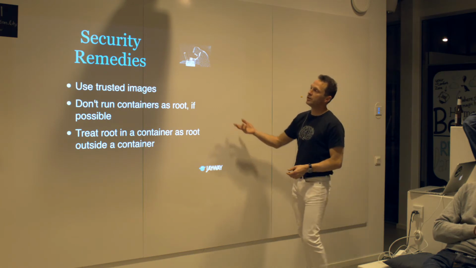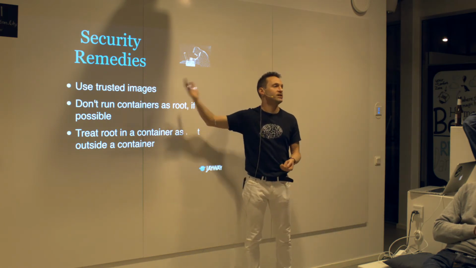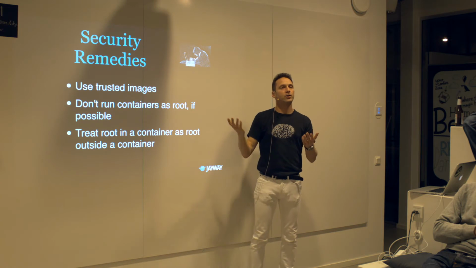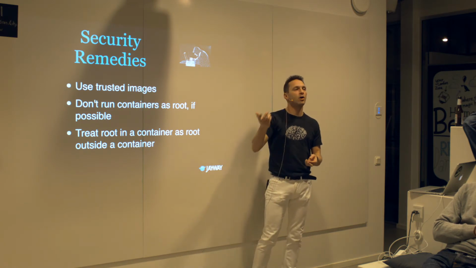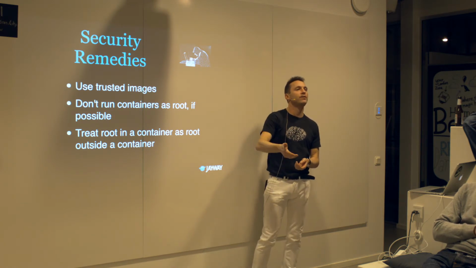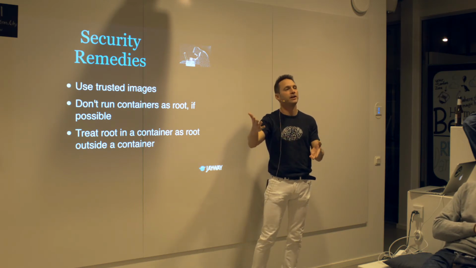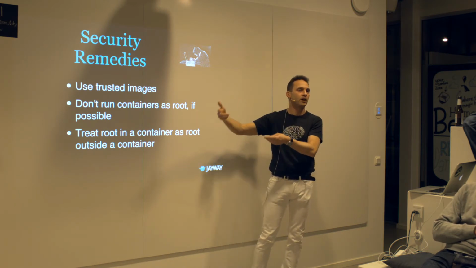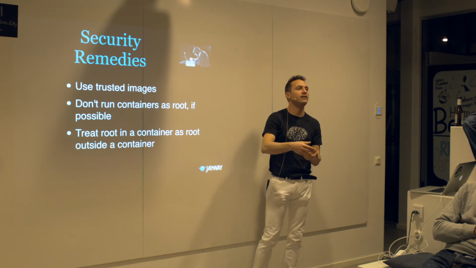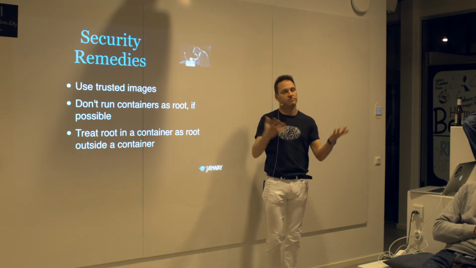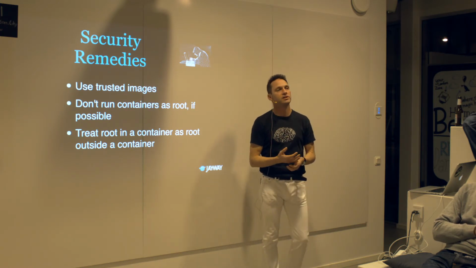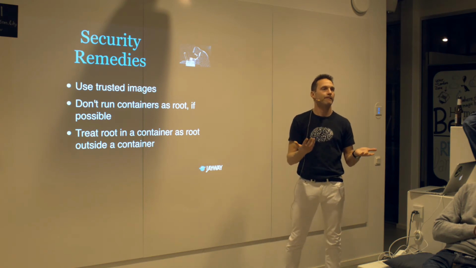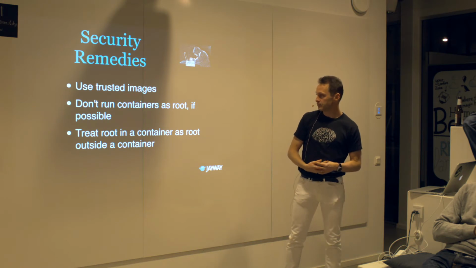And the security remedies for this are, okay, you use trusted images. So you use images that you host in your own private repository that you have verified, maybe the official images, and then you rebuild something on them. You just don't download anything from Docker Hub, because you don't know what someone has done with the images unless you verify them.